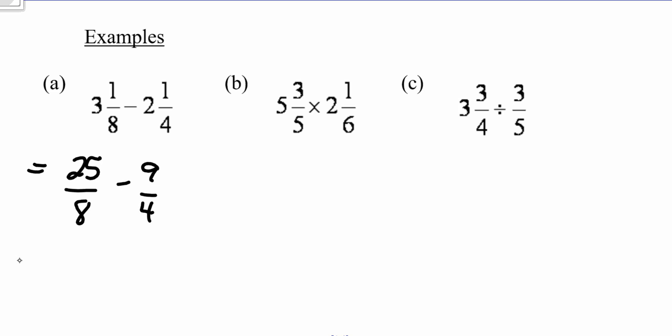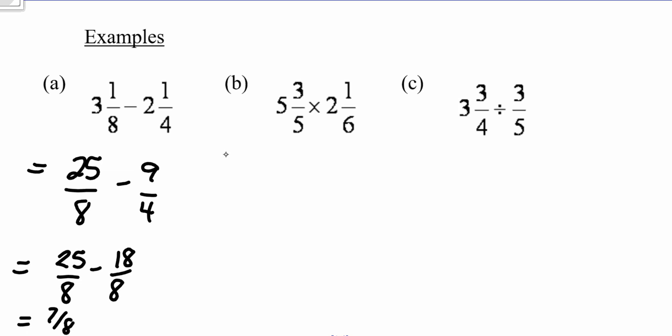And then you're just going to do exactly what you would do with any other subtraction problem. So you're going to get a common denominator, which in this case will be 8. Remember, whatever you do to the bottom, you do to the top. And then you would simplify that to 7/8.